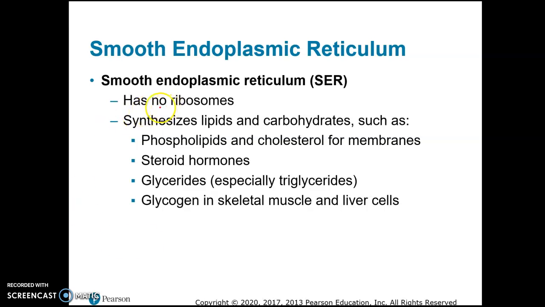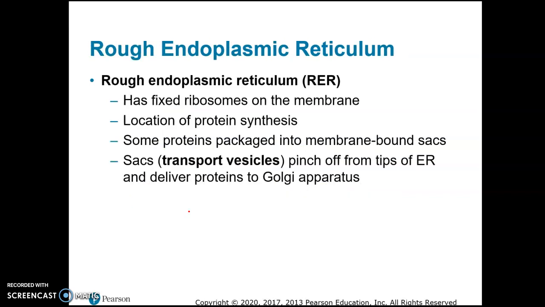Smooth endoplasmic reticulum is called smooth because it has no ribosomes. It does synthesize lipids and carbohydrates, particularly phospholipids, which form the plasma membrane, and the cholesterol that's also found within the phospholipid bilayer. Steroid hormones, which are derived from cholesterol. Glycerides, especially triglycerides, which we talked about, are lipids that form body fat. And glycogen, which is the storage form of glucose in skeletal muscle and liver cells. Glycogen is also known as animal starch. It's just like starch, but it's found in animal cells instead of plant.